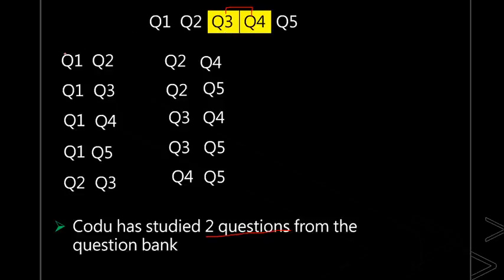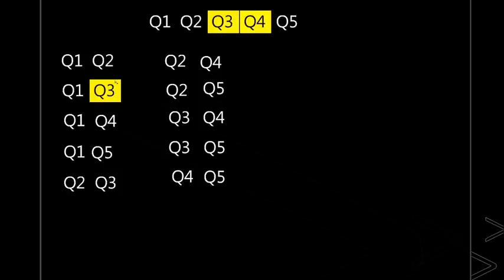So if I ask Q1, Q2, will he pass the exam? No, because he didn't study Q1, he didn't study Q2. Next one. If I ask Q1, Q3, he knows Q3, right? He knows Q3, which means he will pass this one. So this is the first case where he'll pass. Next one, Q1, Q4. Has he studied any question in this? Yes, he has studied Q4, which means he will pass this one also.